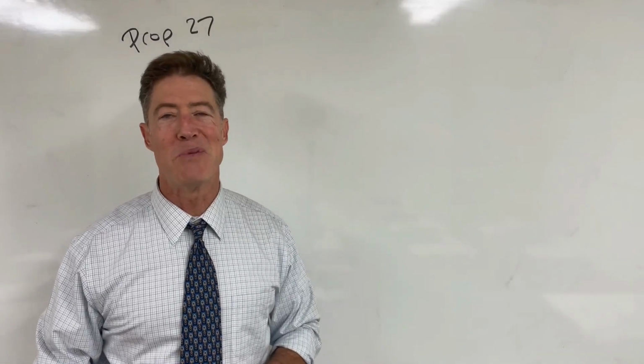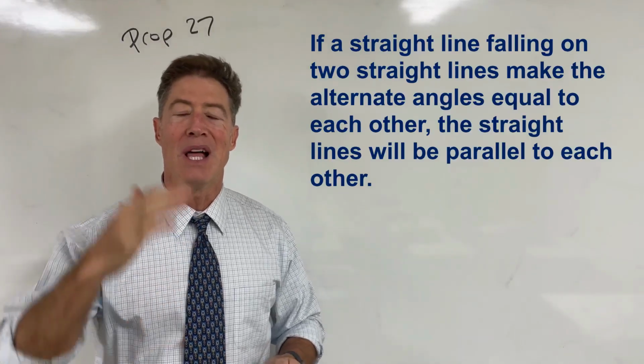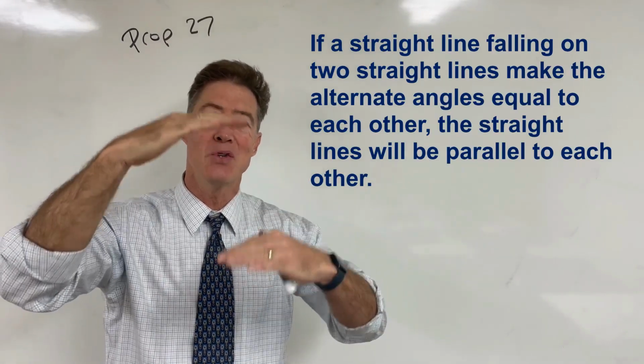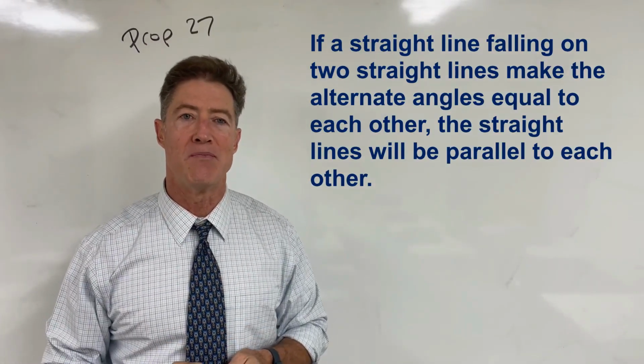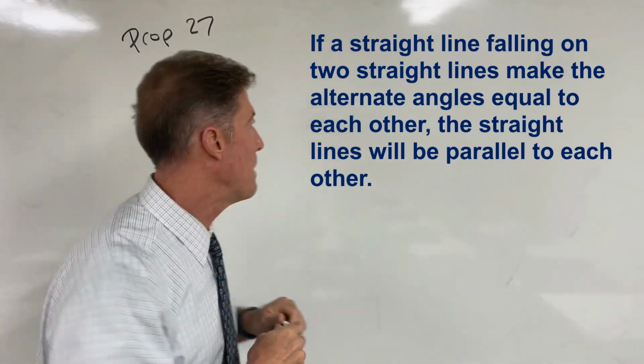Euclid's Elements, Book 1, Prop 27. If a straight line falling on two straight lines makes the alternate interior angles equal to one another, then the straight lines will be parallel to one another.